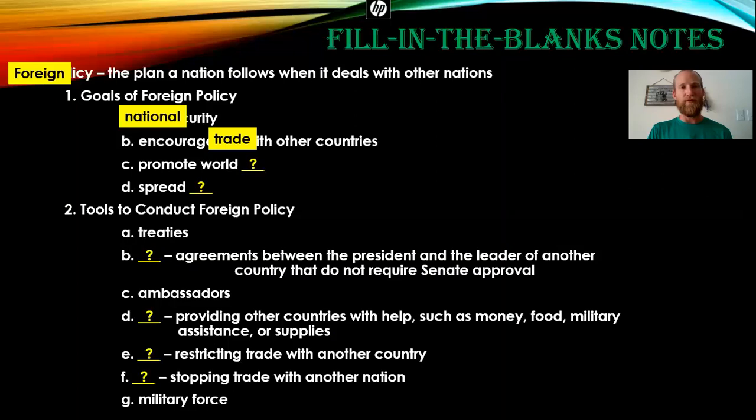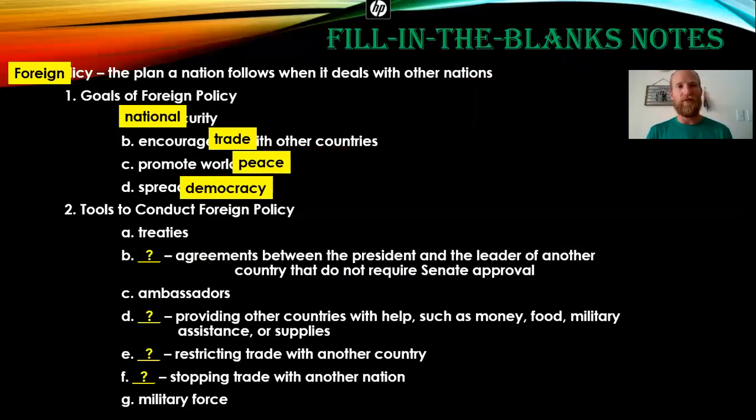The third goal of foreign policy was to promote world peace. So really, this ties in, I think, to everything else. Without world peace, without having peaceful relationships with foreign countries, then our nation is threatened, so our national security is threatened, and also our trade is going to be restricted, which doesn't allow our country to grow economically.